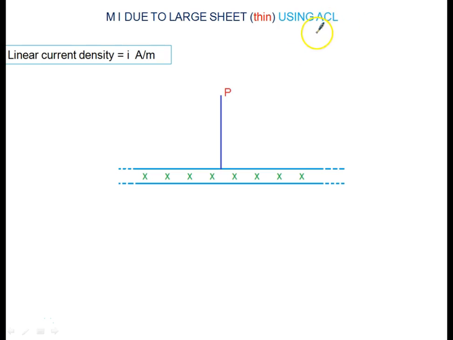So to solve this with the Ampere circuital law, definitely we want the Amperian loop that should pass through this point P, and the loop should be such that it is easy for us for integration. So let us make the rectangular loop, and it is given thin sheet, so I think we should neglect this thickness also. So let us draw the rectangular Amperian loop which should pass through point P like this.